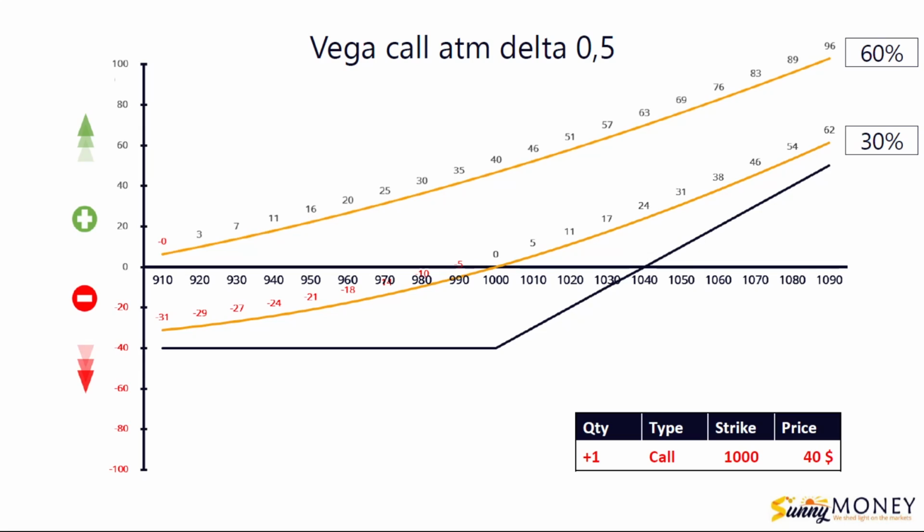Vega is positive for long calls and long puts and negative for short calls and short puts. We already know this. If we are buyers, we are favored by the increase in volatility, positive Vega. If we are option sellers, we are disadvantaged, negative Vega. Okay, let's talk now about Theta.